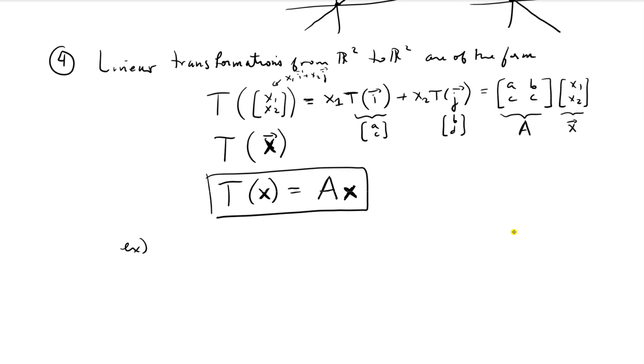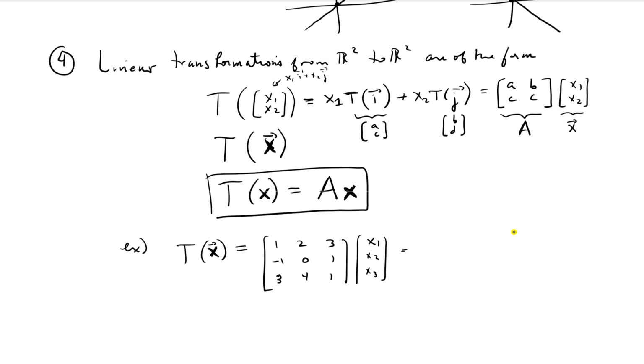So maybe an example here: if I have T of x, where x is a vector, it maps, I don't know, the matrix 1, 2, 3, minus 1, 0, 1, 3, 4, 1 times x1, x2, x3. That's a linear transformation. This one is from R3 to R3. It takes a vector in R3 and gives another vector in R3.